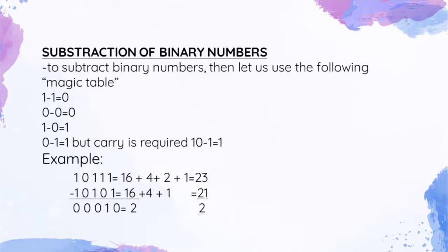So the 10101 in decimal form is 21. To subtract it, 23 minus 21 is equal to 2. So the answer of this example is 00010, or 2 in decimal form.